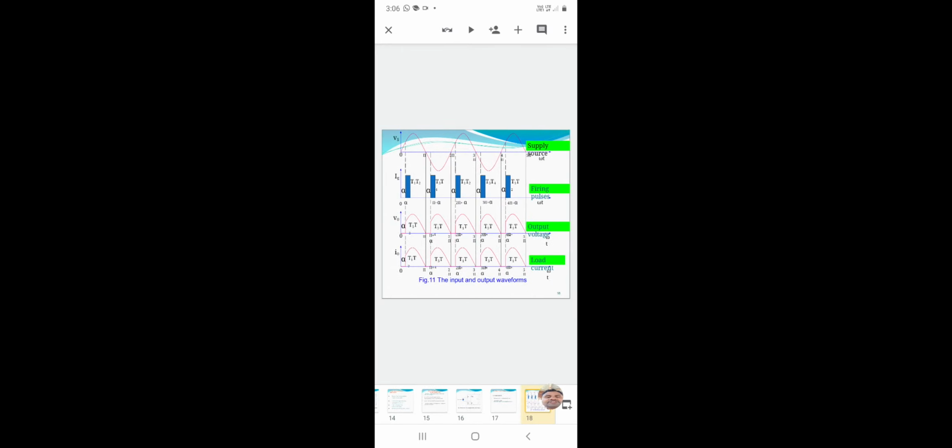T3 and T4 will be triggered when firing pulses are applied at omega t equal to pi plus alpha. Why? Because we have to control the output voltage. So the source voltage equals the load voltage. At 2 pi, T3 and T4 become reverse biased.